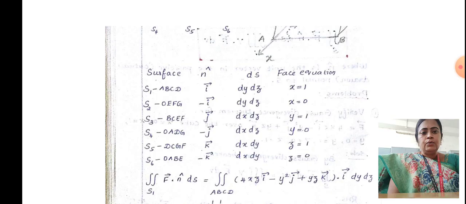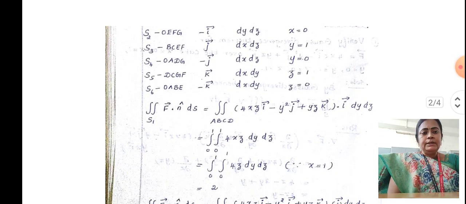Double integral over S1 f vector dot n cap ds is equal to double integral over ABCD of 4xz i vector minus y square j vector plus yz k vector dot our n cap, which is i vector, into dy dz. When you take dot product for i vector alone, you get 4xz dy dz, and the y limit and z limit are the same, 0 to 1. After integrating and substituting x to be 1, you get 2. Similarly, you have to find for all the surfaces S1, S2, S3 up to S6.